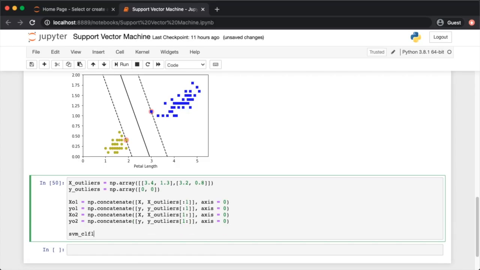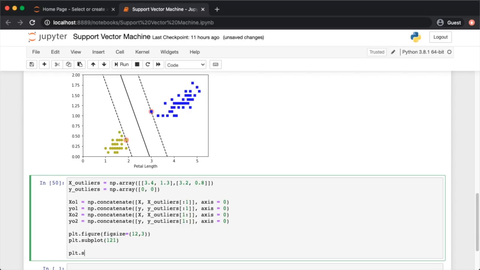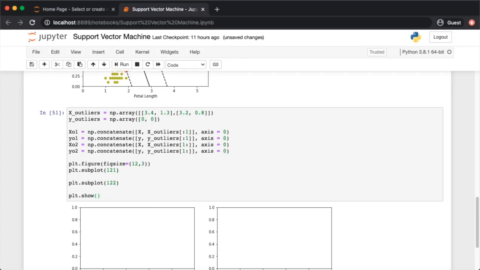let's create a classifier on the first dataset. Actually, let's see how the datasets look like. So, I'm going to open a figure with the following figure size, and in the first subplot, call it 1 to 1. Second subplot, call it 1 to 2. Let me show the subplot.